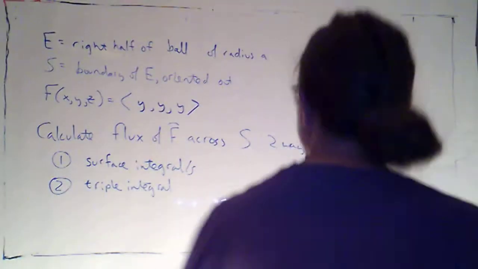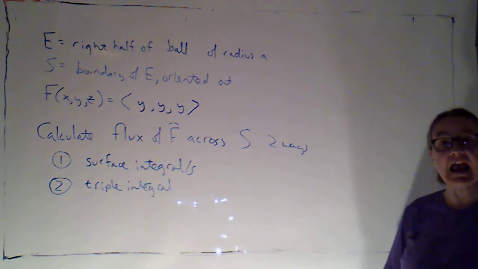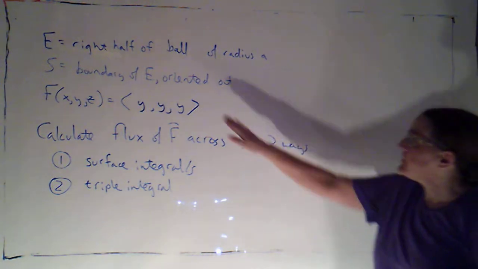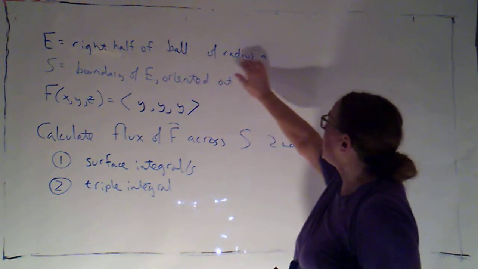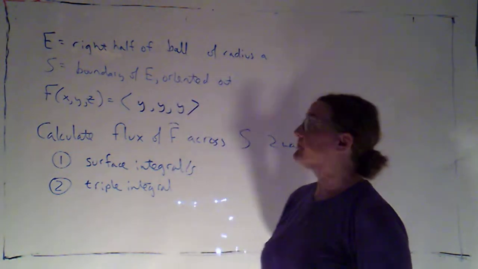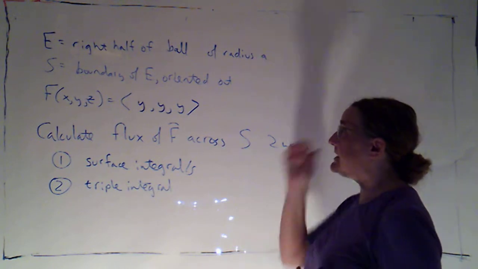I want to just spend the rest of our time on this section getting some more practice doing flux integrals and using the divergence theorem. Okay, so I've got a new problem on the board. E is the right half of the ball of radius a. Remember, a ball just means a solid sphere. S is going to be the boundary of E oriented out.